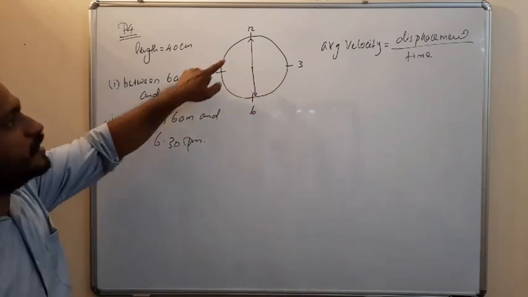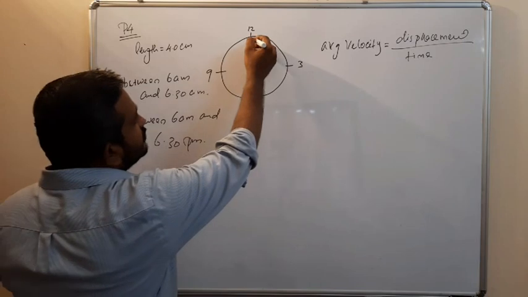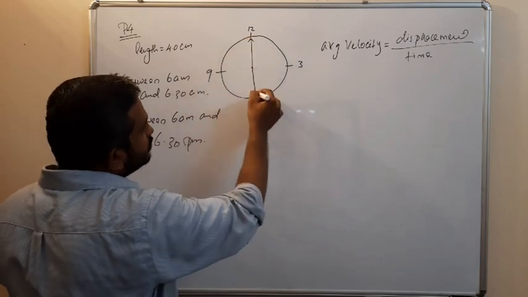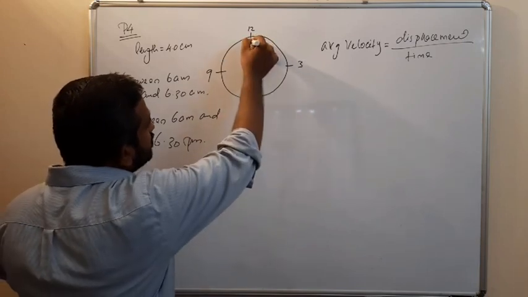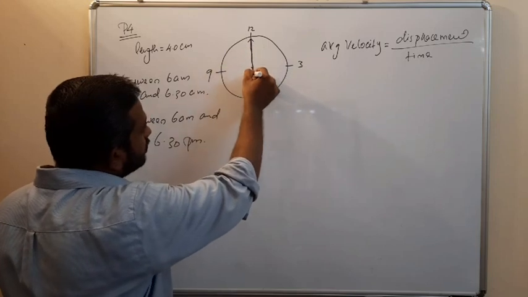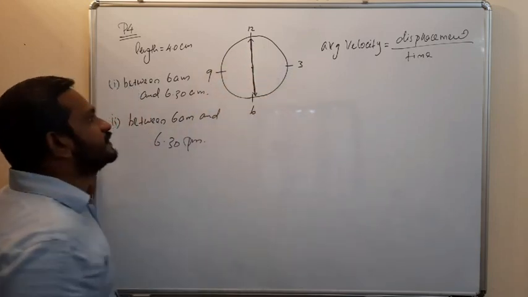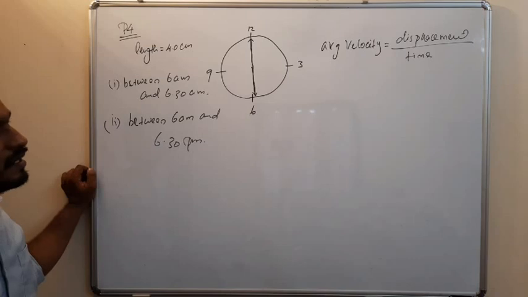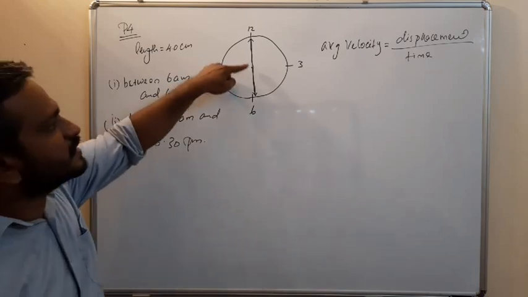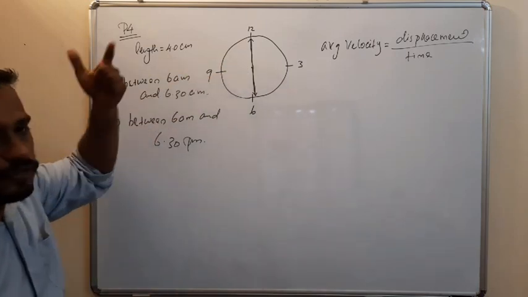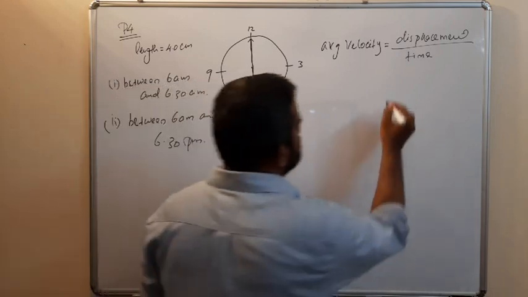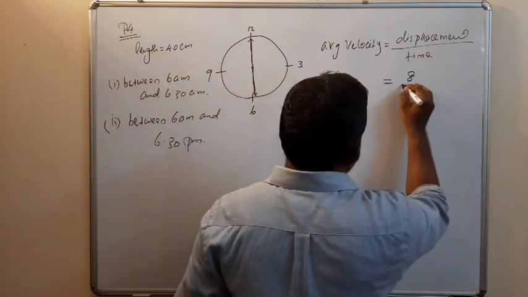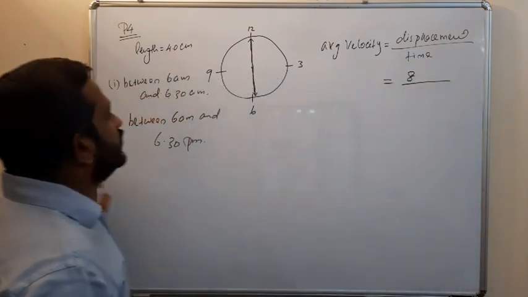Okay. So the displacement, starting position to end position. So this is the displacement. Displacement is equal to, this is 4 and this much is 4. So 4 plus 4, that is 8. 8 divided by time taken.